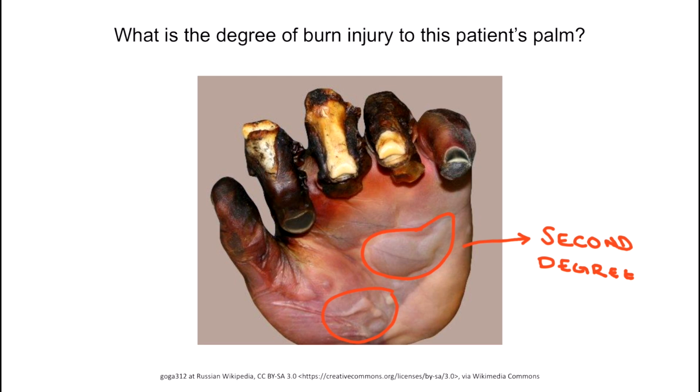Notably, the clinician could ask the patient if the palmar lesion is painful or not. The presence of pain would be consistent with a second degree burn, whereas the absence of pain would be more consistent with a third degree burn. So again, the answer to the question is second degree burn.